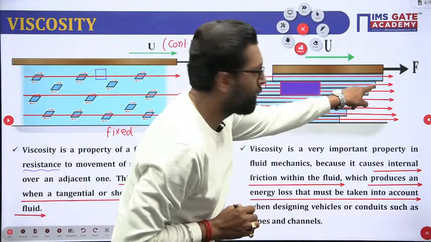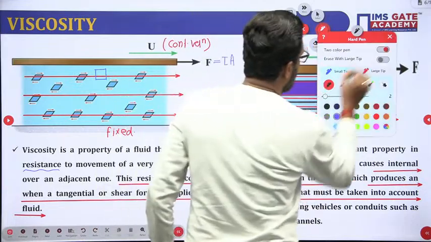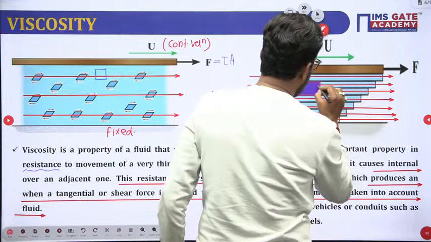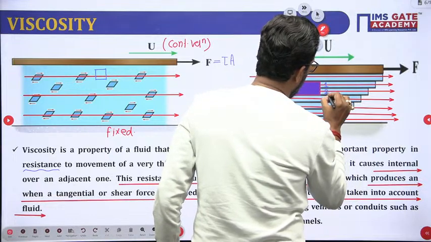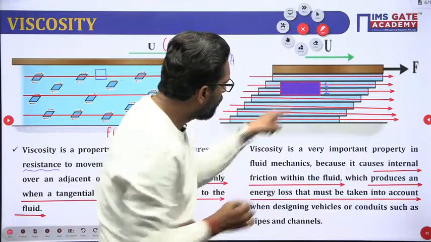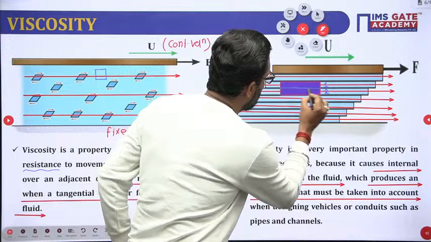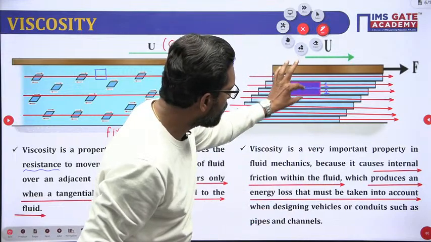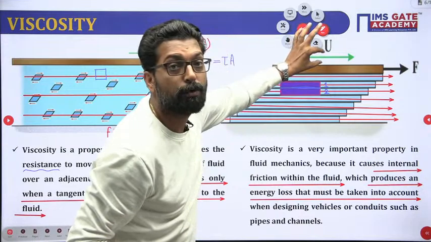This is layer number one, and this is layer number two. Layer number two is separated by this distance and is nearer to the solid surface, and layer number one is nearer to the moving surface.